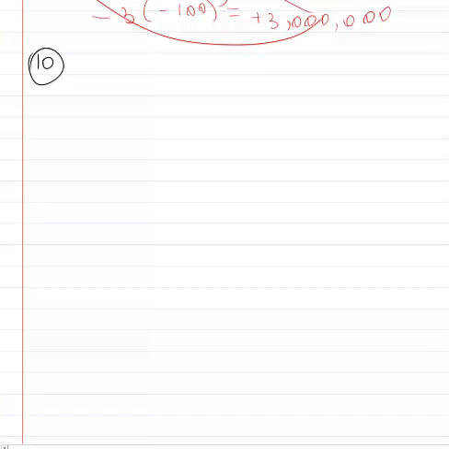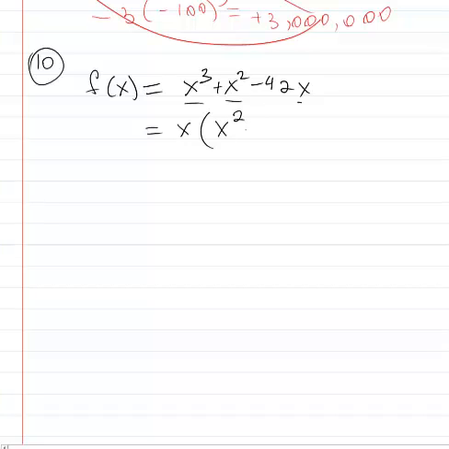Okay, so let's do this. I need to copy that first. So we have f of x equals x cubed plus x squared minus 42x. Fortunately, this one is not too difficult to factor because it has a GCF, which you have to look for first. So you're going to take the x out, and I'm left with x squared plus x minus 42. Very common polynomial.